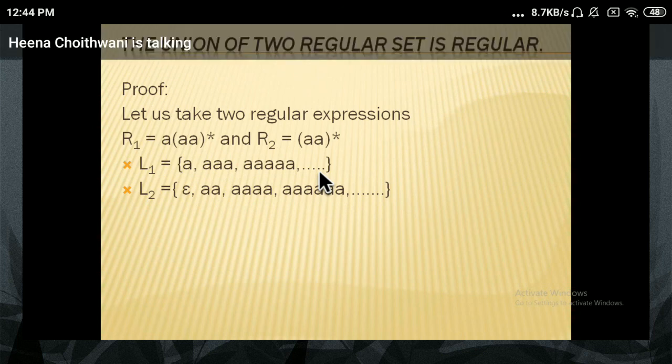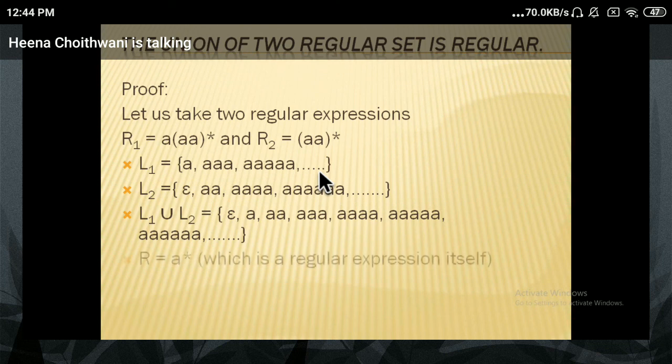Okay. So my L2 is nothing but epsilon, since we don't have any fixed string, we have just the closure: epsilon, A, 4 times A, 6 times A, and so on. L1 union L2, I am merging everything. So epsilon, A, double A, triple A, 4 times A, 5 times A, and so on. And that is nothing but A star, right? Which is a regular expression itself. Is it clear, guys?